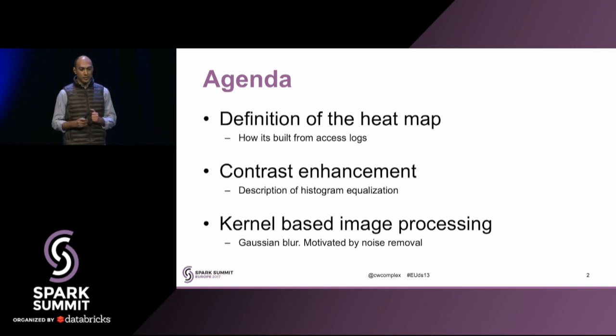And then in the third, I will talk about kernel-based image processing, which is basically convolution of an image with a matrix. And I will describe an implementation of Gaussian smoothing in Spark. However, the method I describe is general, so any kernel-based method can be implemented this way. And as I say, the motivation here is noise removal.